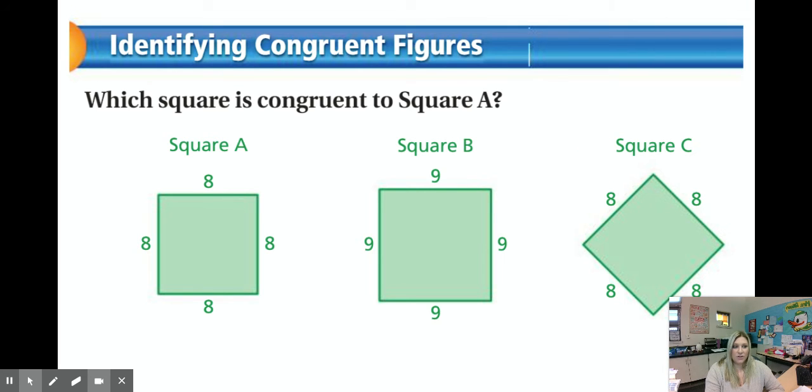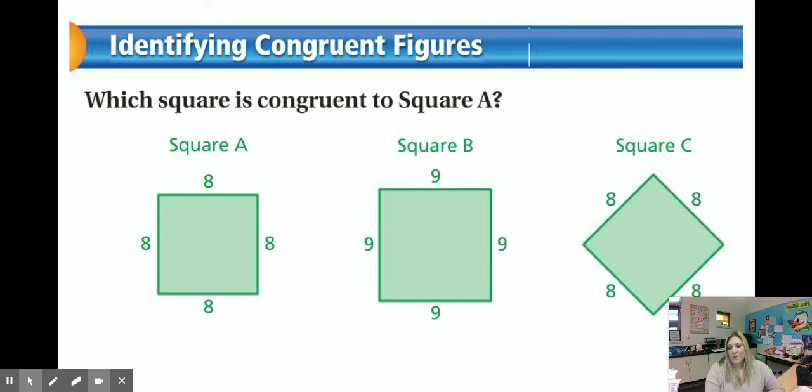Okay, we're just going to try a little one on our own. Which square is congruent to square A? So if you look at square A, all the sides are 8 units. So look at square B, all the sides are 9 units. And then you look at square C, and all the sides are 8 units.